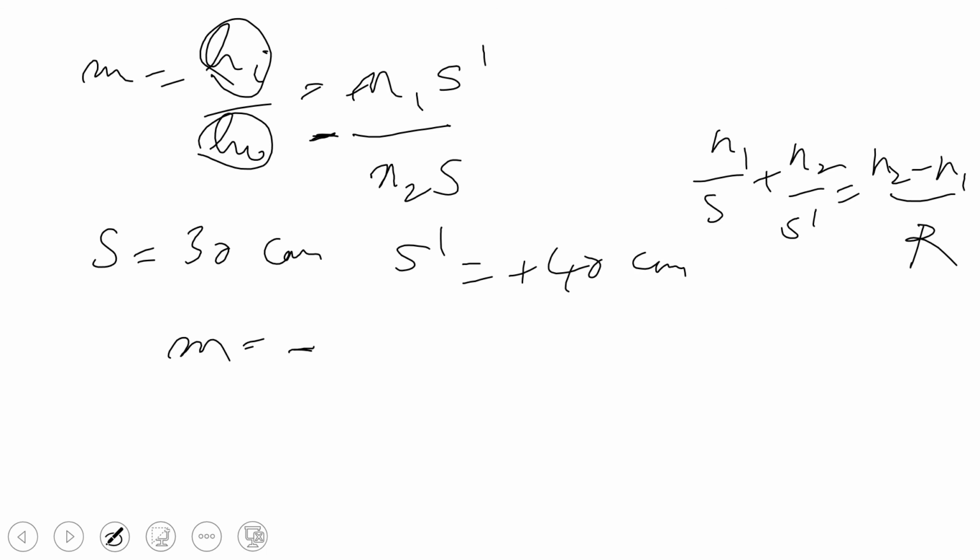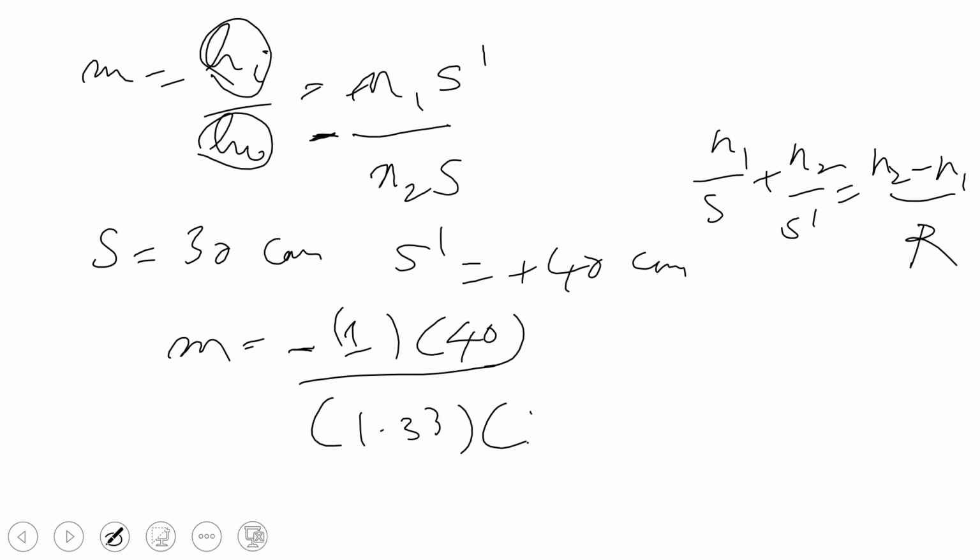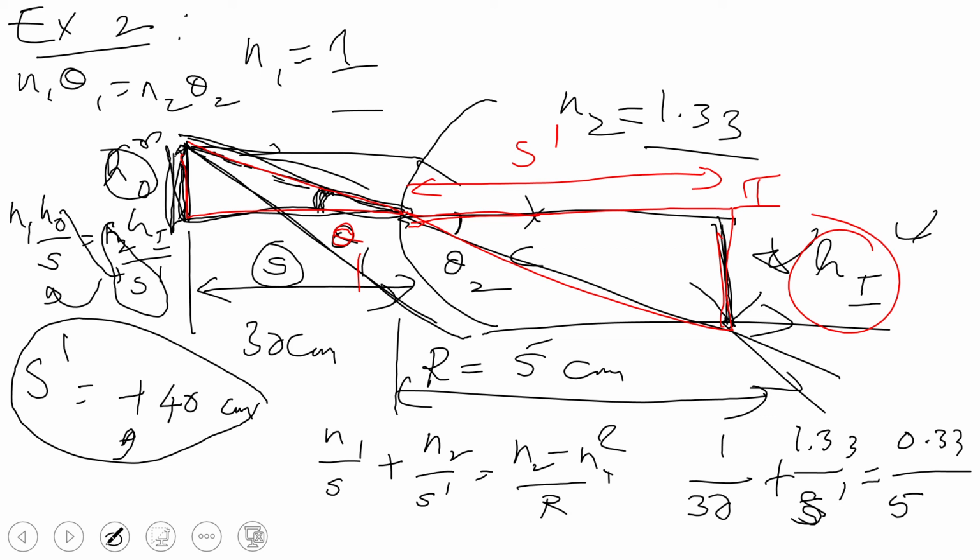N1 in our case is 1 times 40 divided by N2 is 1.33 times 30, right? So if you do the math, you would see that basically this gives you -1, which you could see from the ray diagrams, that the height of the image was roughly proportional to the height of the object.